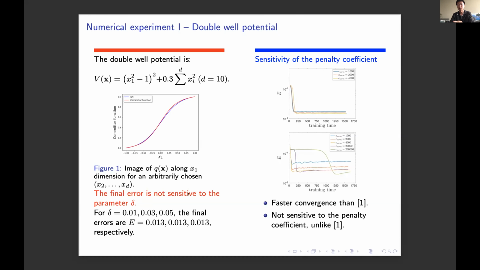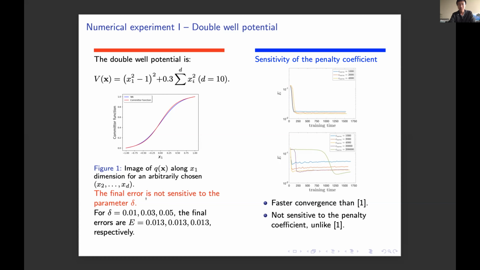And here I will show only one numerical example. We also did the Rugged-Mueller example and the Ginzburg-Landau example like in Grant's paper. So the double well potential we consider here is a double well along the first direction and just a quadratic potential along other directions. So you can see in this figure that the numerical solution is a good approximation of the ground truth. In this case, we can obtain the ground truth by variable separation.